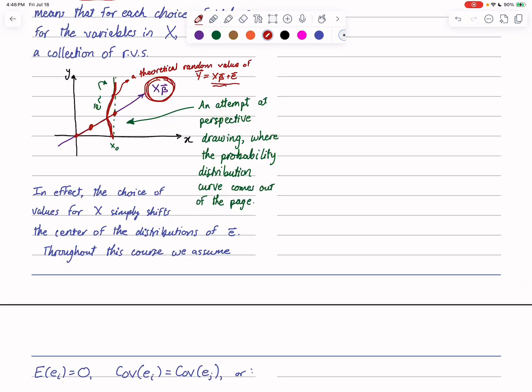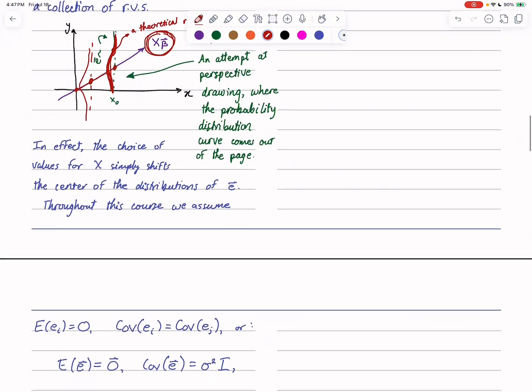So if we came down here to this point, there would be another probability distribution. It would be basically the same probability distribution, just shifted down to this other point on the line represented by X beta. So essentially what I'm trying to communicate is that for each choice of the values of the variables in the matrix X, you get a random variable at that point. That's what I'm trying to represent here.